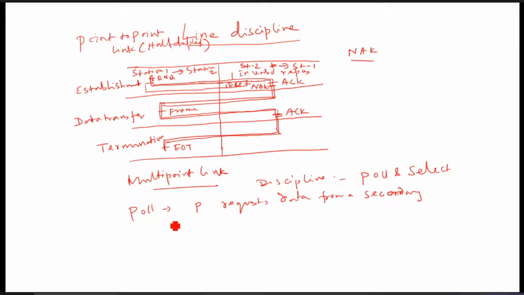Right, that is the meaning of polls. And select, the meaning of the select control message. The select indicates that the primary has data to send and informs the secondary that data are coming. Right, that is the poll or select discipline. If you see the diagrams, it will be more clear.